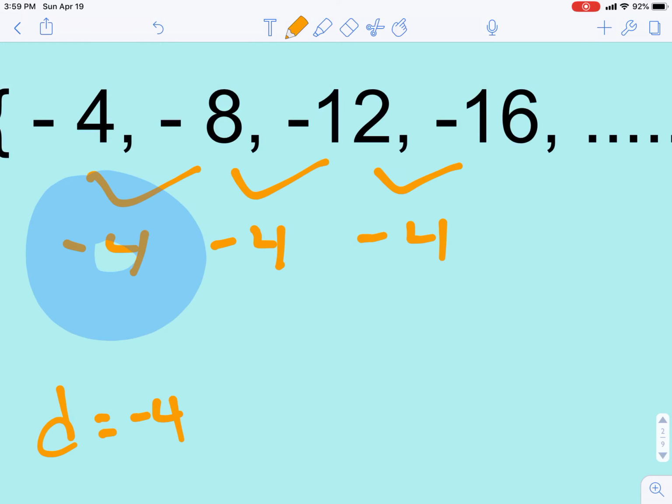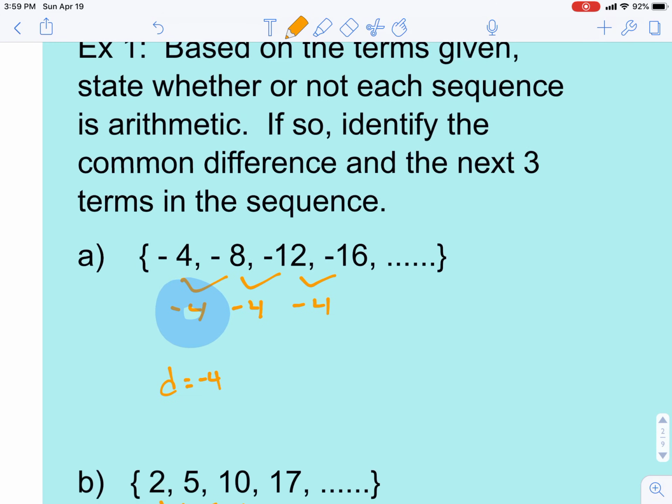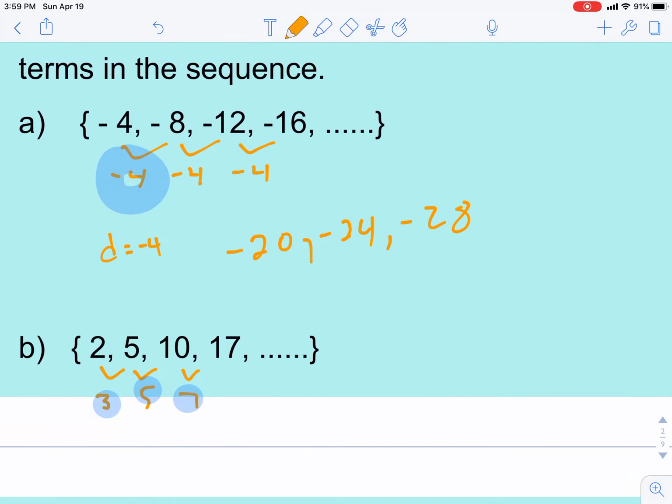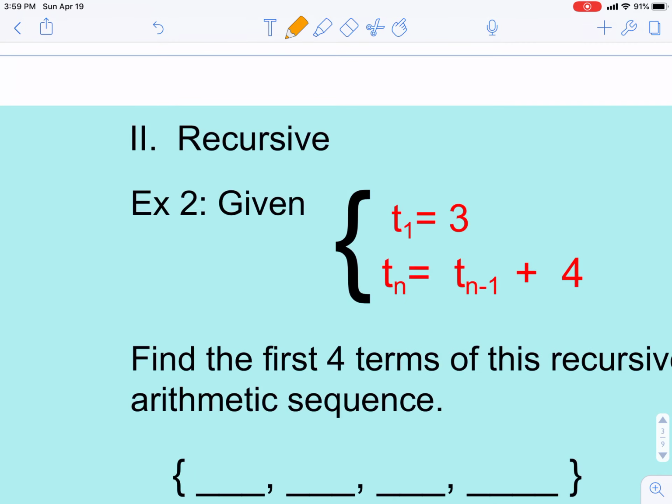Or sorry, negative 4. And then it says find the next 3 terms of the sequence. Well, then just go ahead and add negative 4. Keep adding negative 4. You can get negative 20, negative 24, negative 28. All right. So far, so good. Arithmetic is just adding that common difference every time. Again, linking it back to linear as much as we can.